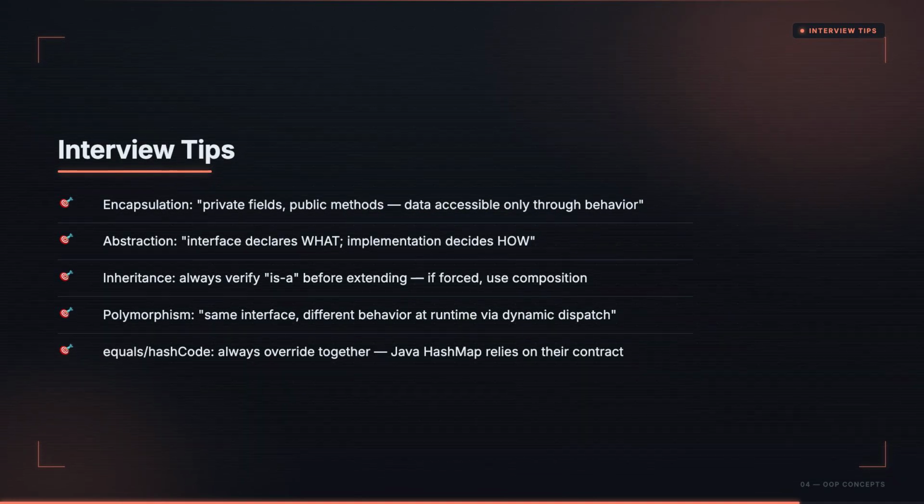Abstraction hides complexity. It's about what an object does. Encapsulation hides state. It's about how it's implemented. Both are about hiding, but at different levels. One clean sentence wins this question over a 3-minute monologue.